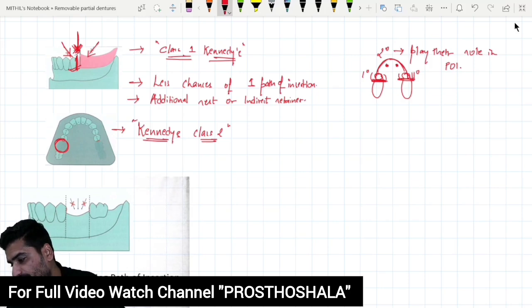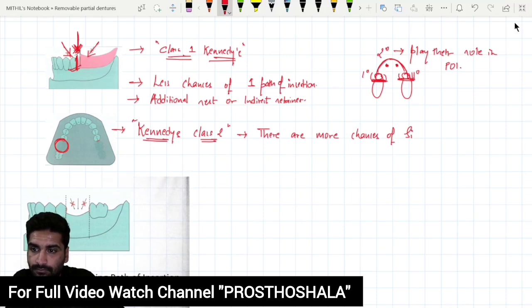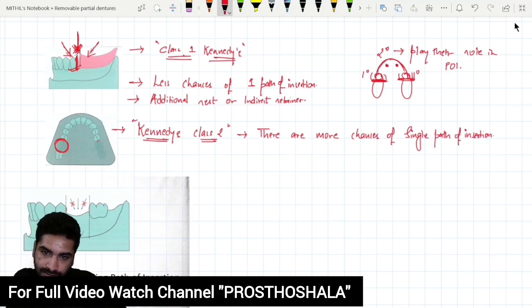So now when we have one modification space, there are more chances of a single path of insertion. Why? Because these modification spaces, if you see, they are bounded on both the sides by teeth, right?